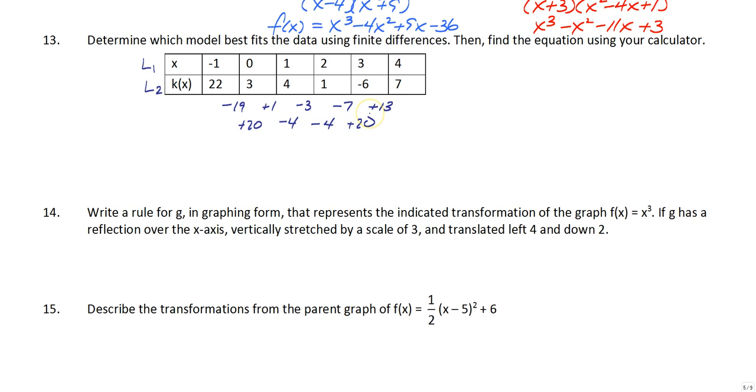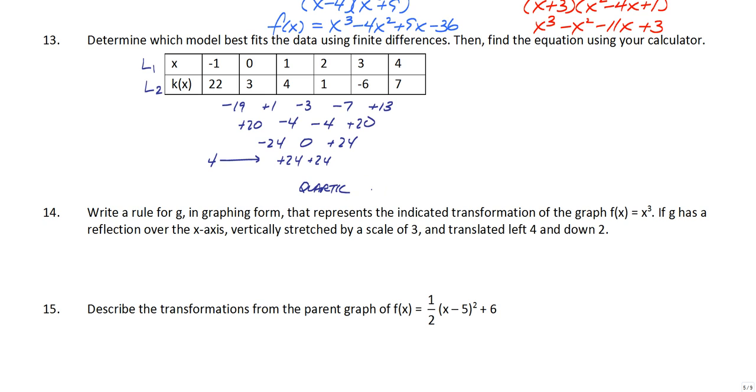add 20. Still not the same, so you do it again. 20 to negative 4 is negative 24. And negative 4 to negative 4 is 0. Negative 4 to 20 is add 24. Again, still not the same. Negative 24 to 0 is we add 24. 0 to 24, we add 24. Hooray, we finally figured it out. It took 4 levels. So this is a quartic.